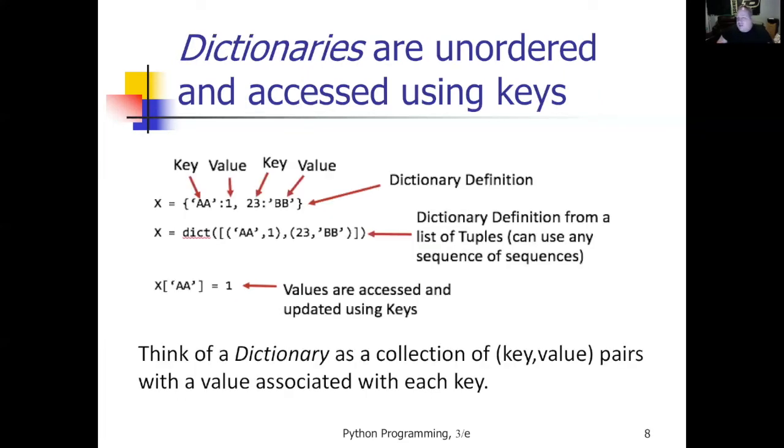Now, dictionaries are unordered, and the data is accessed using keys. So here I've got a dictionary called capital X. My first key is AA, its value is 1. My second key is 23, and its value is BB. So this dictionary definition also uses curly braces.